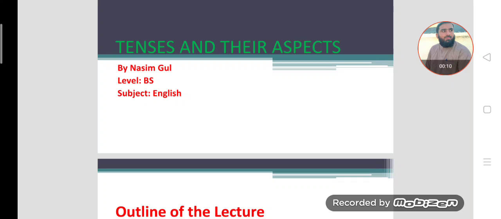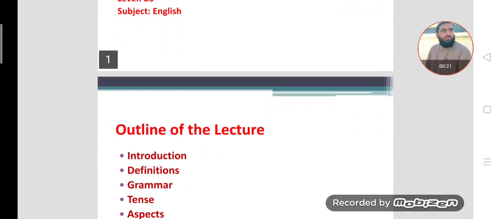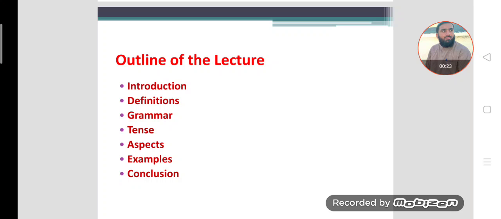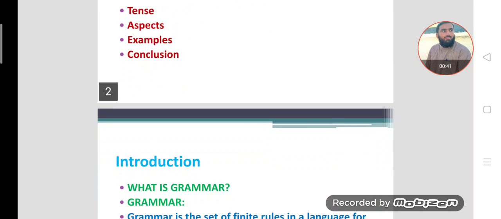In today's lecture, the topic for discussion is tenses and their aspects. This is one of the topics in the course contents of BS English first. So let's see the outline of the lecture. In today's lecture, I'll provide you an introduction of the lecture and definitions. We'll be studying grammar, what is tense, and what are the aspects of tenses with examples.